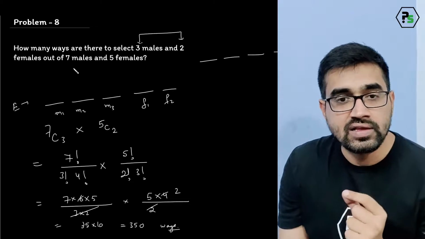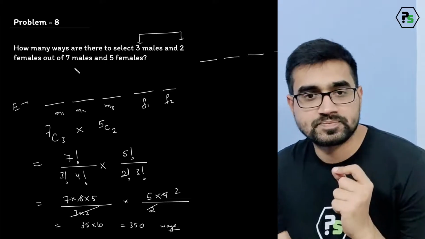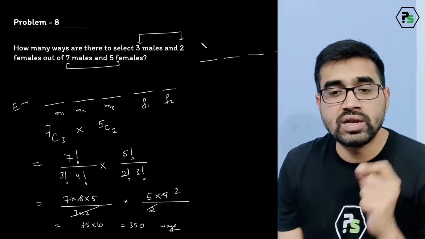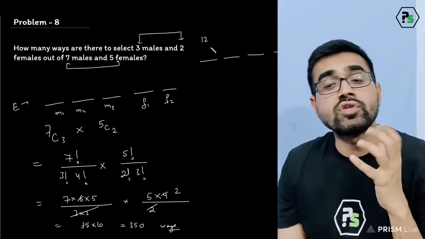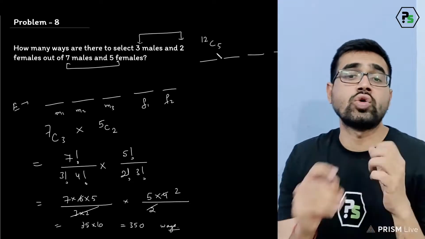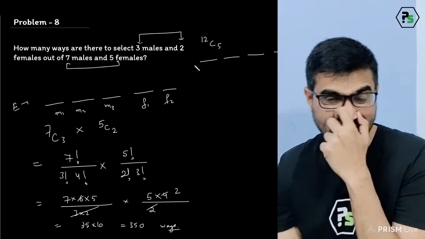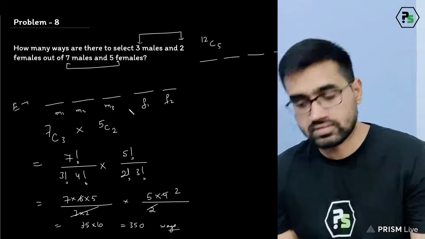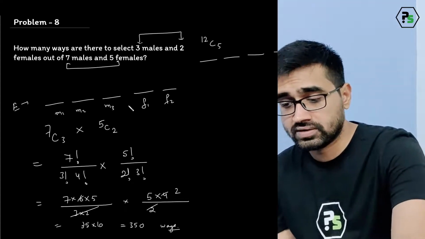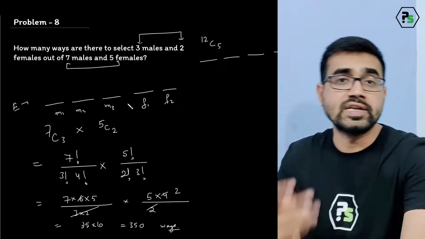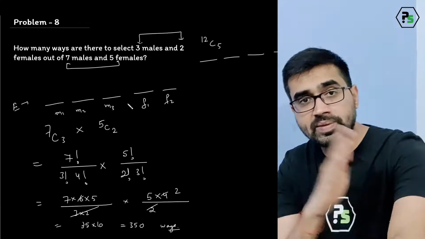What is the total number of people? 12. You get it? There are a total of 12 people, and you have to just arrange in 5. So the total is 12C5. If you divide this value by 12C5, you will get the probability of getting this thing. Something like that. I hope it is fine. Okay, so you get it. This is how probability will be corrected in future.